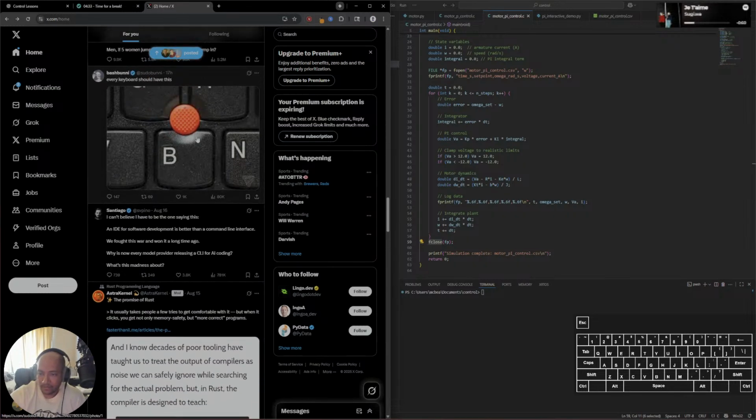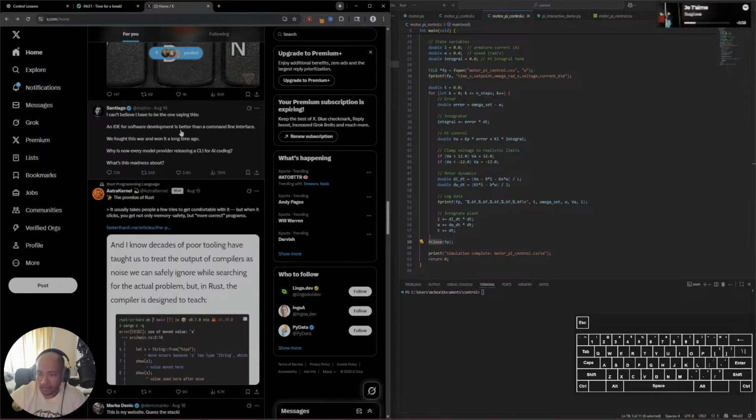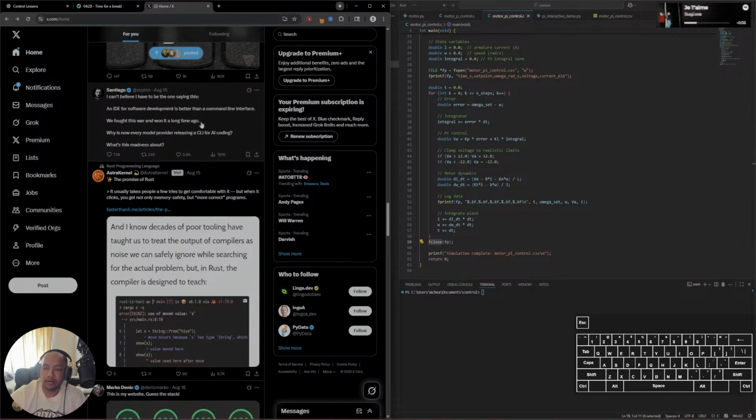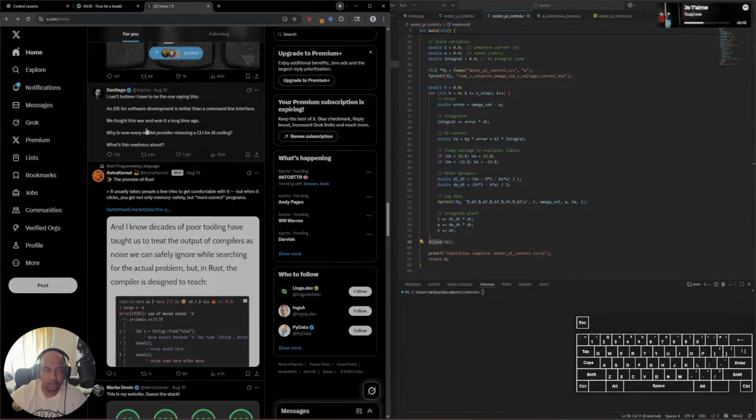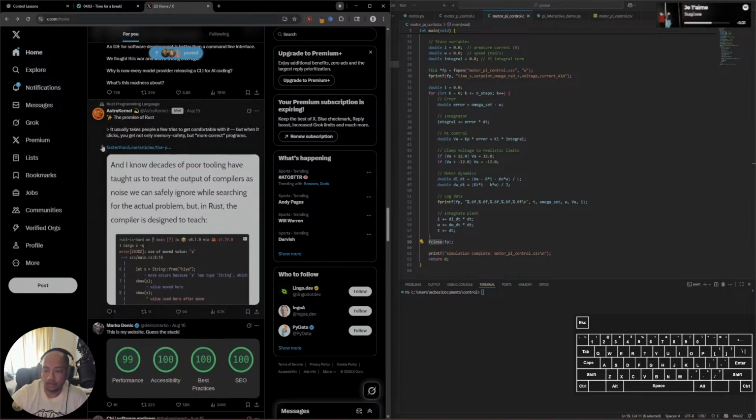Yes. I have to be able to say this. IDE for software development is better than a command line interface. We fought this war a long time ago. Why is a provider releasing a CLI for AI coding? What's the madness about? Well, I think there's a lot of people who use Vim. I totally agree. It shouldn't be a command line interface, but maybe a terminal editor would be better.